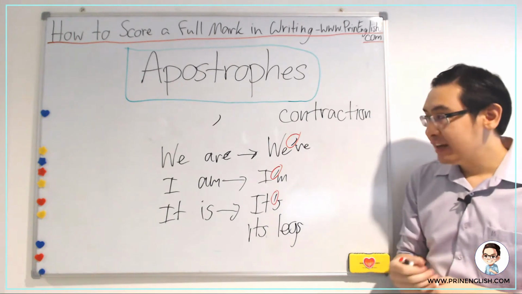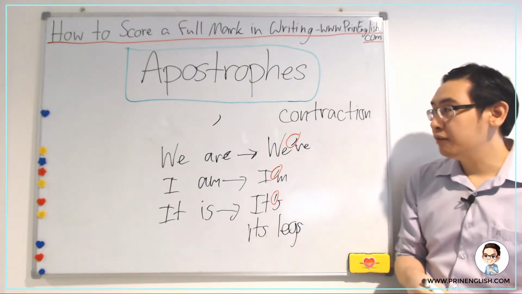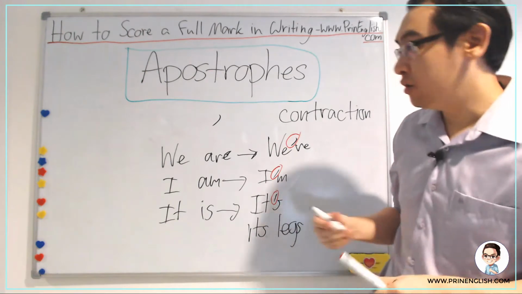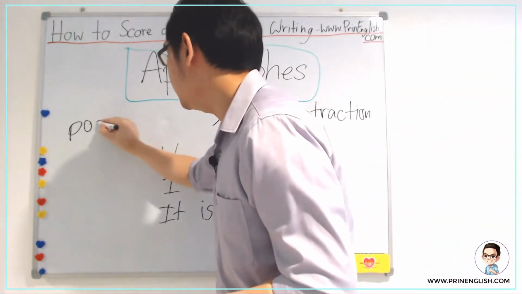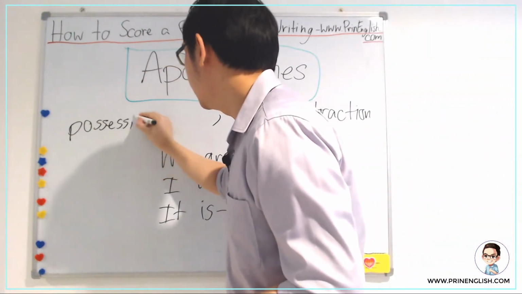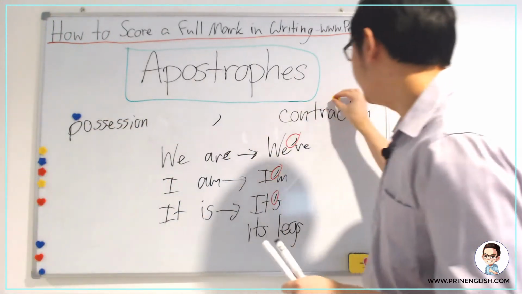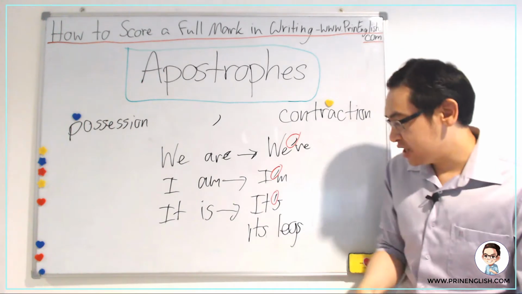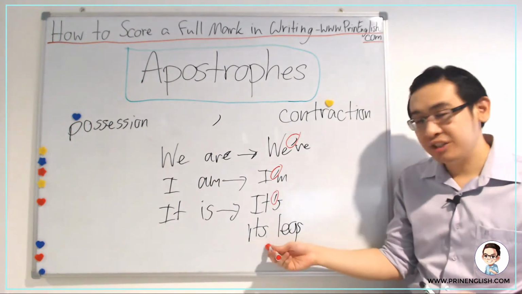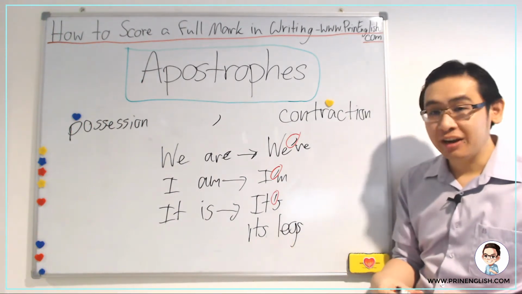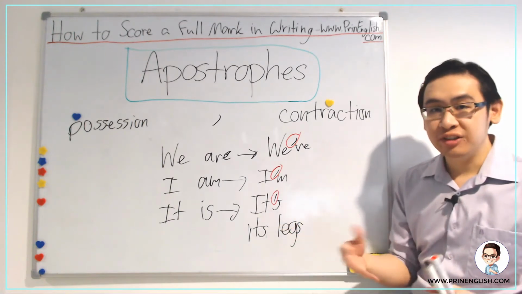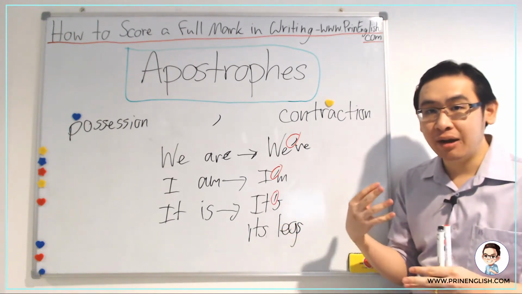Now, the second use of apostrophes is to show possession. Okay, so that's the second use. I'll mark it like this. This is the first use. Now, possession. So we have just seen one, which is this one, right? Its. But we can also use the apostrophe to show possession when we're talking about a noun.